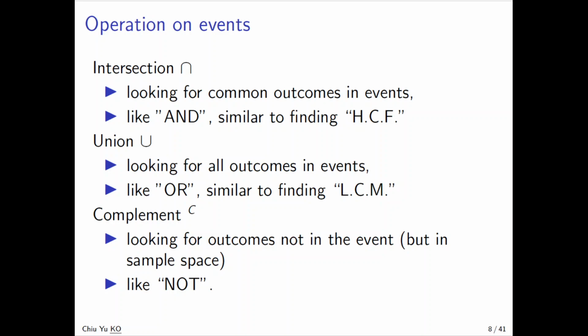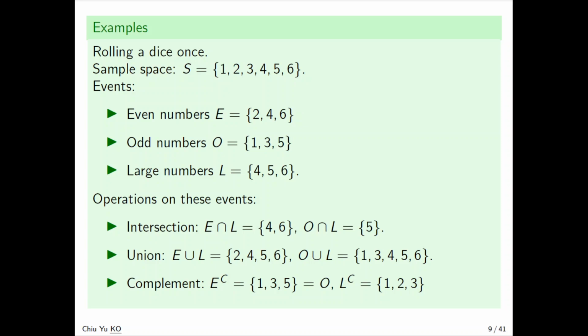So let's say an example, suppose you roll a die once, then we will have the sample space 1, 2, 3, 4, 5, 6, right? The even numbers event will be 2, 4, and 6, and the odd number event will be 1, 3, 5, and the large number event will be 4, 5, and 6.